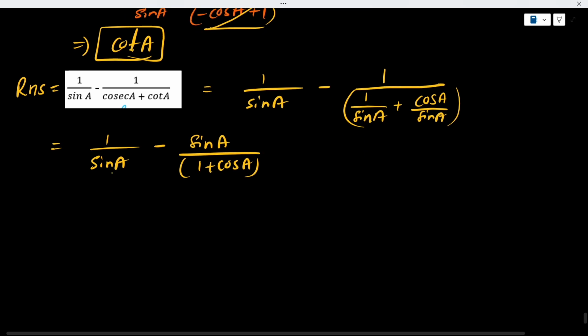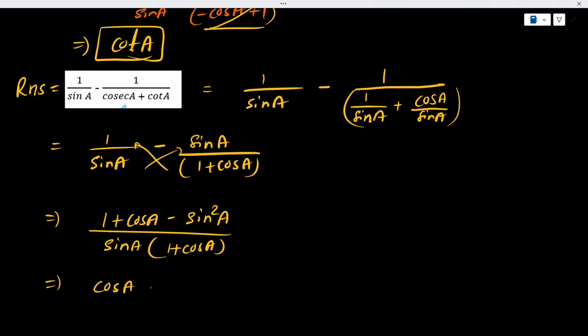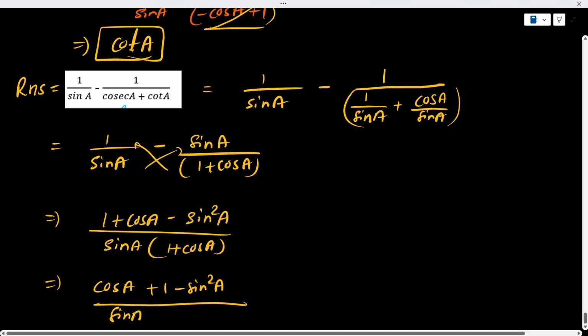Now what will happen here? Again, I have to get the common denominator, which is going to be the product of denominators, which is sin A plus cos A, and you can do the cross multiplication here. So it will become 1 plus cos A minus sin²A, right? If I rearrange, cos A will be as it is plus 1 minus sin²A by sin A times 1 plus cos A.